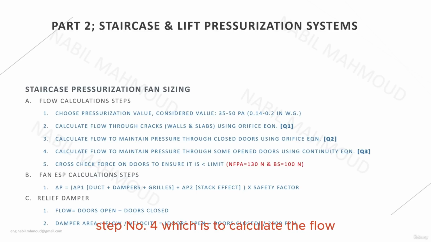Step number 4, which is to calculate the flow to maintain the pressure through some open doors using the continuity equation. After this, I'm going to sum all of the flows I have calculated, which are flow with reference Q1, which is the flow through the cracks of the walls, and flow with reference Q2, which is the flow through the gaps of the door frames for the doors that are closed. And I'm going to sum also Q3, which is the flow through the open doors that will be opened during a fire scenario. I'm going to multiply it by a factor of safety, and here I am having the total required flow rate of the fan.